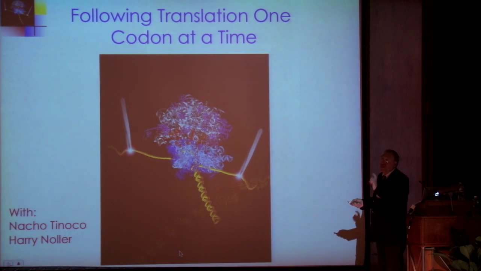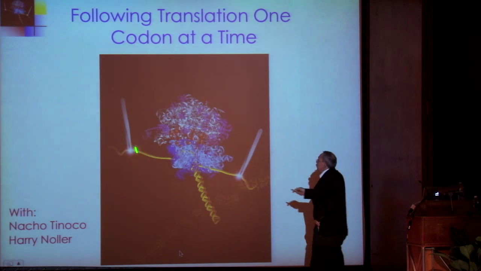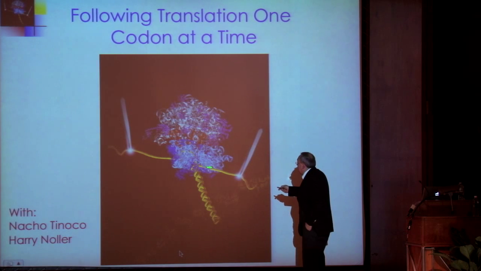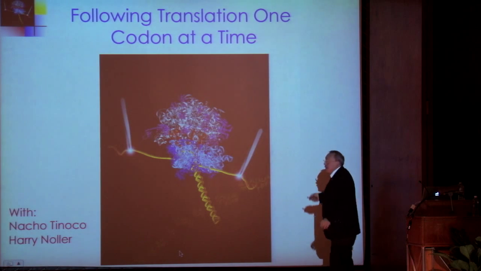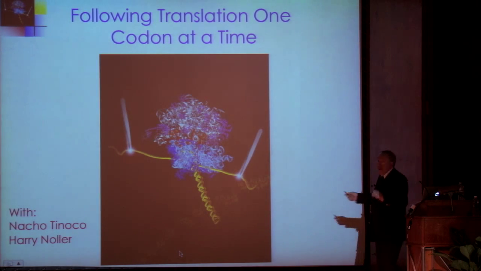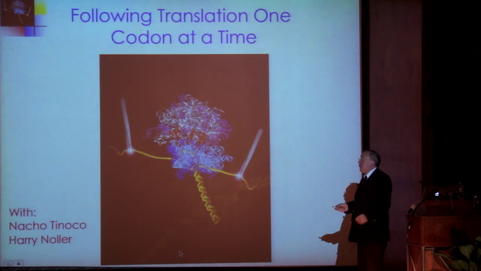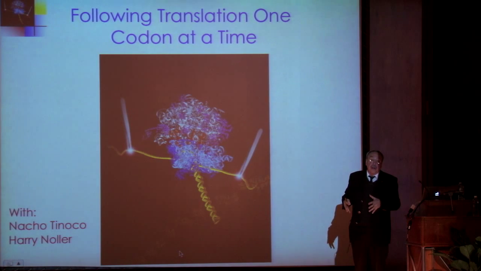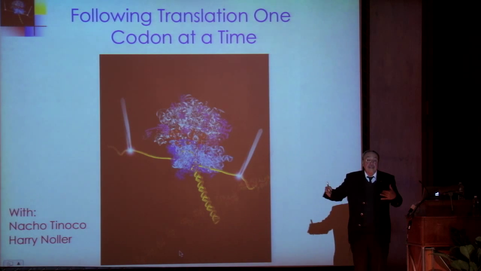We wanted to study the process of translation, one codon at a time. We did this work with Nacho Dinoco and with Harry Noller. So here is the trick. You grab one of those hairpins of RNA that I showed you, and you pick these ends with optical tweezers, with beads, of course, and now the ribosome will bind to the base of the hairpin, and then you add all the elements that you need to do translation: initiation factors, elongation factors, amino acyl tRNAs, everything that the ribosome needs to move and synthesize the protein.